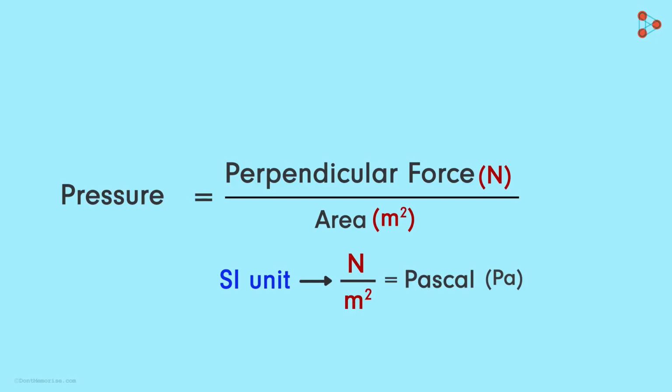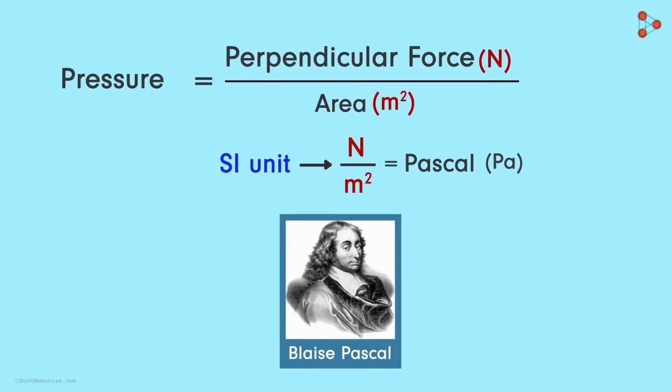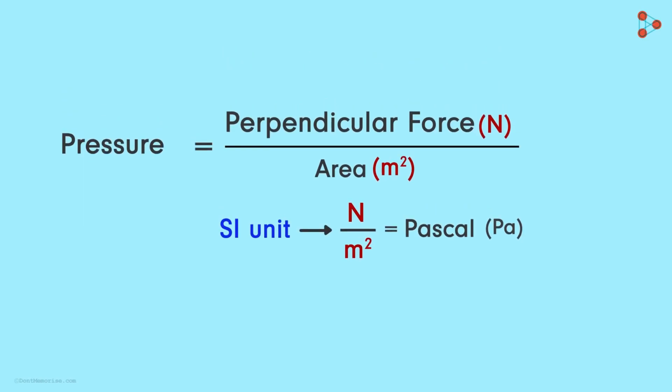It is also called Pascal, which is denoted by Pa. Why is it called Pascal? It is given this name to honor the achievements of a French scientist named Blaise Pascal for his contributions in hydrostatics and hydrodynamics. Observe the equation carefully. Area is in the denominator of the fraction. What is this area? Well, this area is nothing but the area on which force is applied.